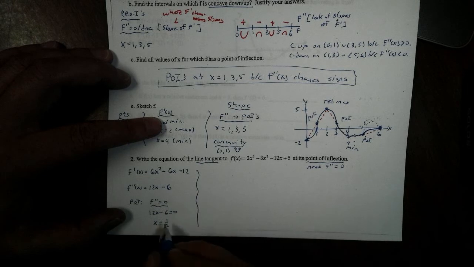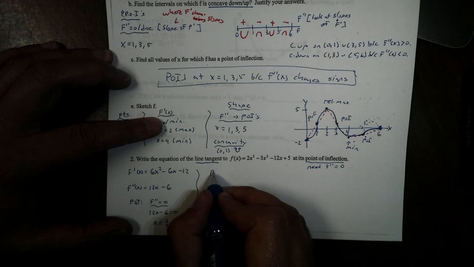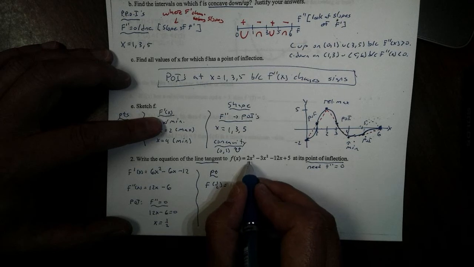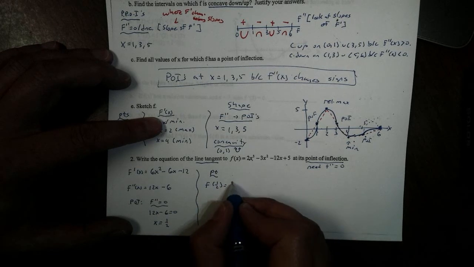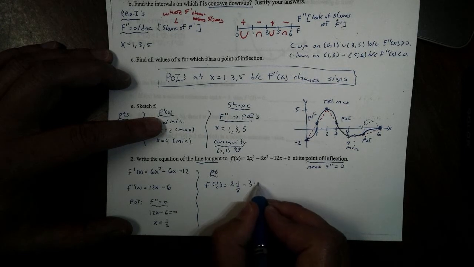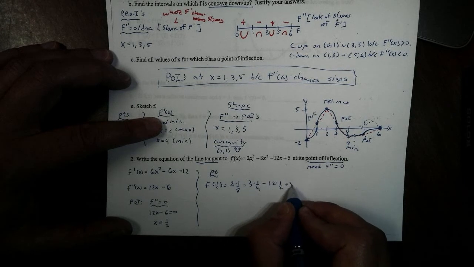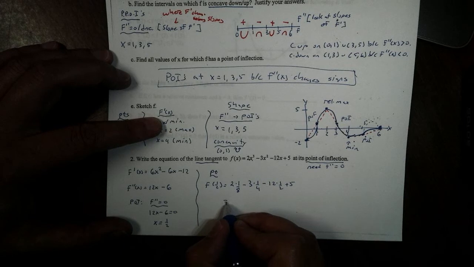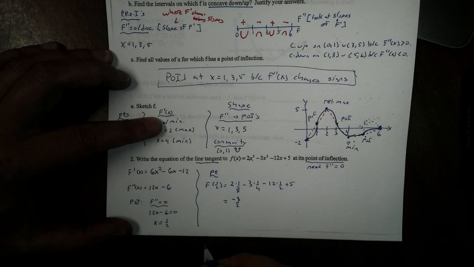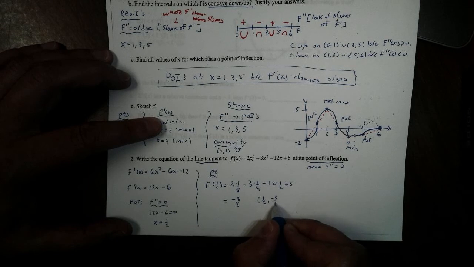So let's see. We're ready now. So at x equals 1/2, we want to find the tangent line. So to get the tangent line, we need a point. So we need the value at 1/2. So let's see if we can do this. This becomes 2 times 1/2 cubed, which is 1/8, minus 3 times 1/2 squared, which is 1/4, minus 12 times 1/2 plus 5. Now I did all the simplifying for you ahead of time. This becomes a negative 3/2. And so our point, therefore, would be x equals 1/2, y equals negative 3/2.